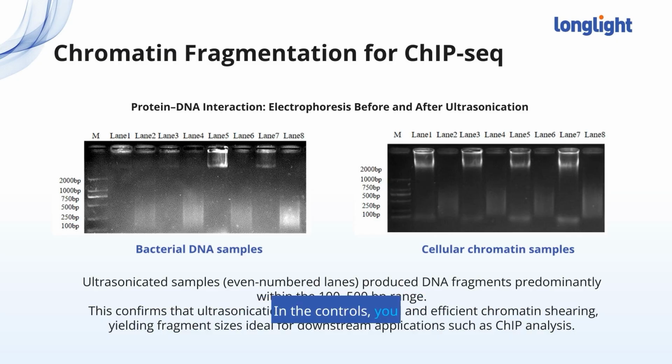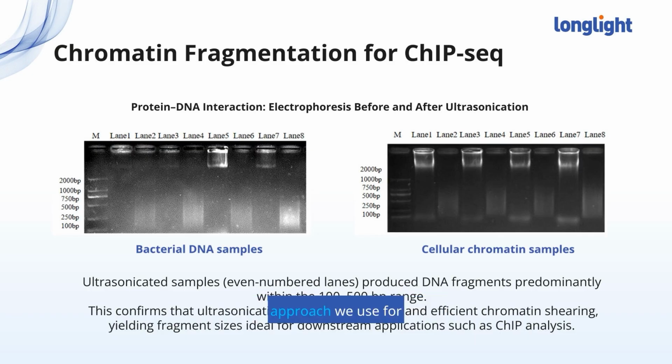In the controls, you mostly see high molecular weight material stuck at the top of the gel, intact genomes and chromatin that won't immunoprecipitate efficiently or enter the sequencer. After ultrasonication, those same samples collapse into a tight smear in the 100 to 500 bp range typically used for ChIP-seq. There is no obvious overshearing into very short fragments, and the pattern is consistent lane to lane, exactly what you need when comparing different antibodies or treatment groups.